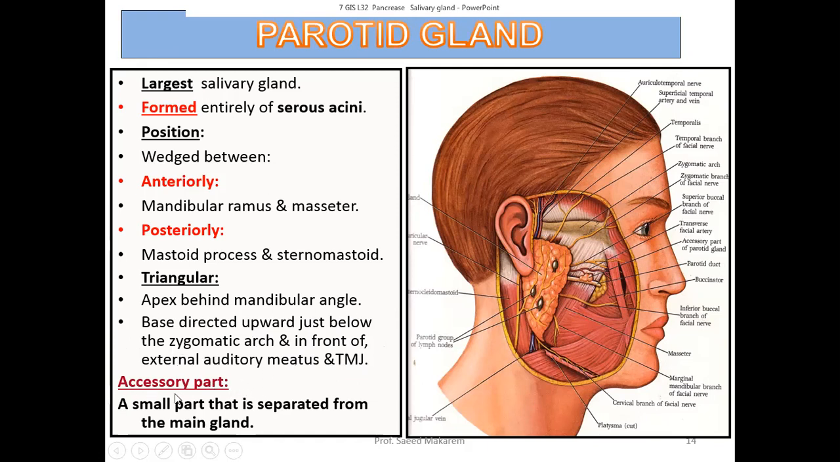Then the parotid gland also has an accessory part. If you see here, this is the accessory part, a small part that is separated from the main gland. So this is the main gland and a part is separated. This will be called the accessory part.